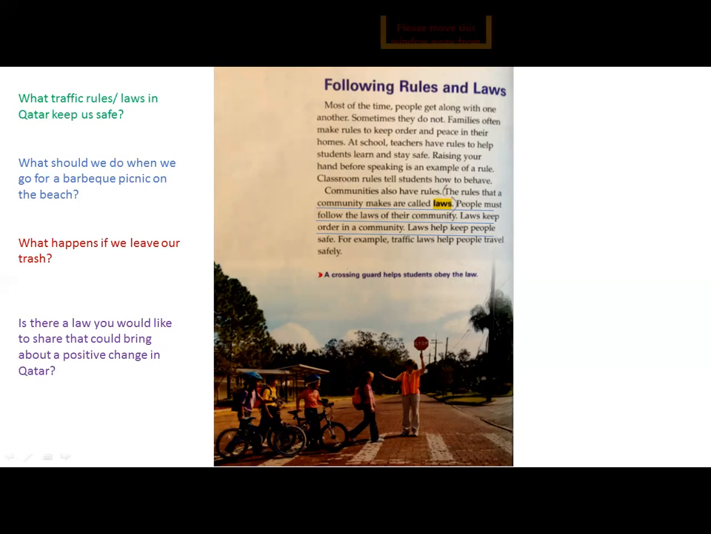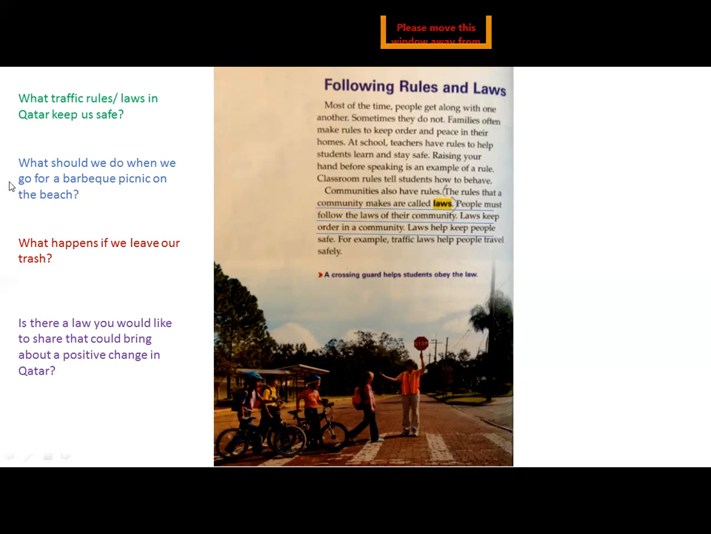All right, so I have a few questions for you. Again, you can pause these videos and think in your mind, or maybe you can think out aloud. And then I will share the answers for these questions. Let me read out these questions for you. So the first question is, what traffic rules or laws in Qatar keep us safe?